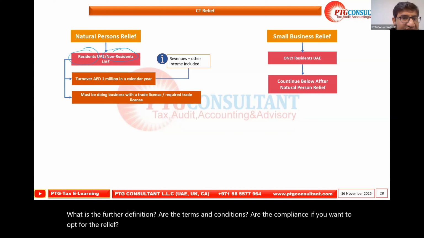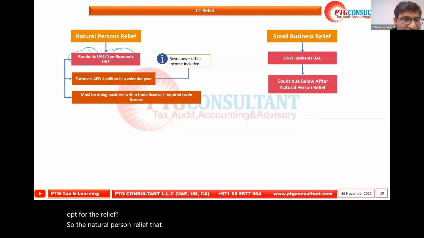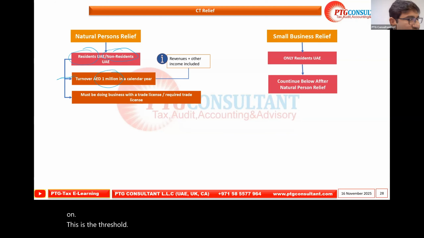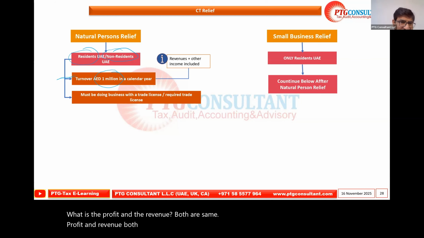So the natural person relief has a turnover threshold. See, these are the thresholds. Threshold is always on income, profit, or revenue. Relief is always on the threshold. Profit and revenue both are the same. Tax is payable on revenue or the profit.